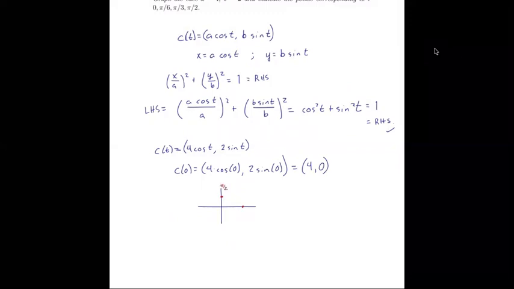So we just plug in c of pi over 2 to confirm that. Do that off to the side here, pi over 2. And you note that cosine of pi over 2 is 0, so you get a 4 times 0. And then sine of pi over 2 is 1, so 2 times 1, and we'd get the point 0, 2. And that's exactly, or more or less, what we were showing right here.